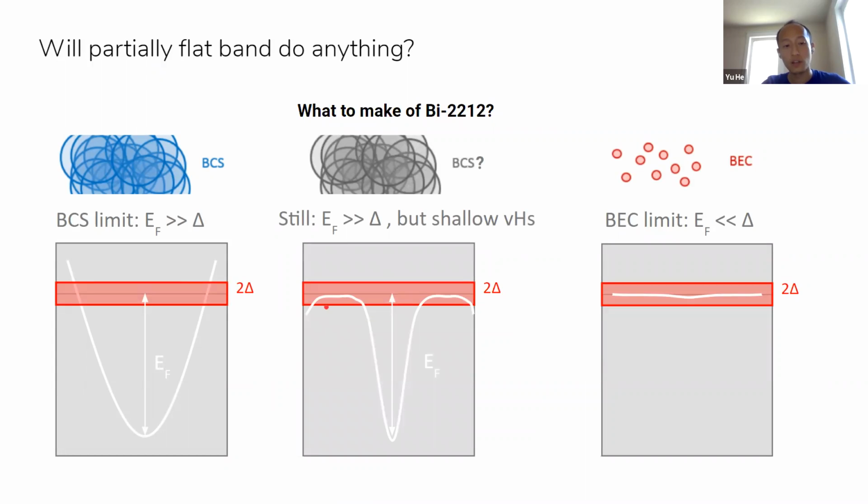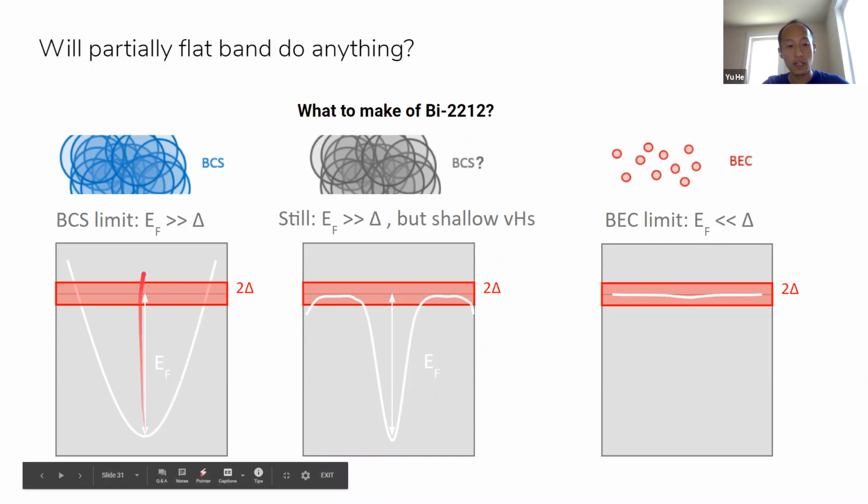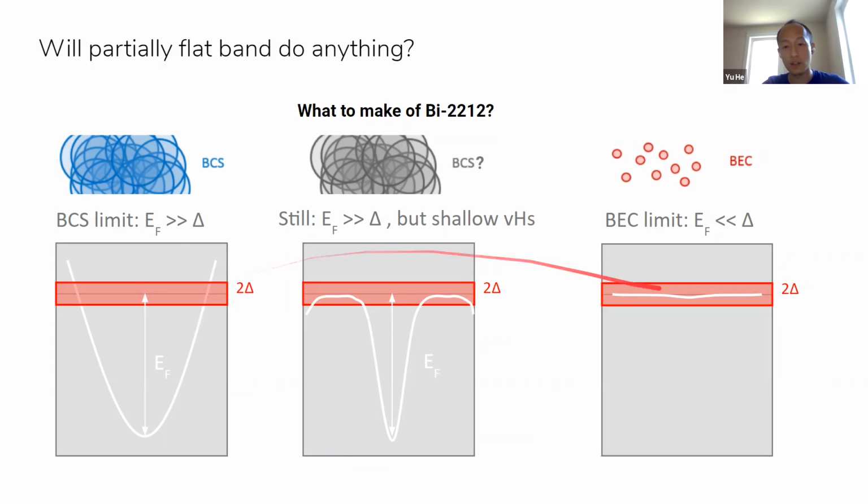So to put it pictorially, we have already seen the BCS and BEC limits at two ends, where in one case, the kinetic energy is much larger than the pairing energy, and in the other case, the kinetic energy is much smaller than the pairing energy. However, in overdoped BISCO, the kinetic energy itself is still much larger than the pairing energy. However, to the extent of thermal excitation, where the electrons are thermally interacting, there is a substantial region of the momentum space that is rather flat.